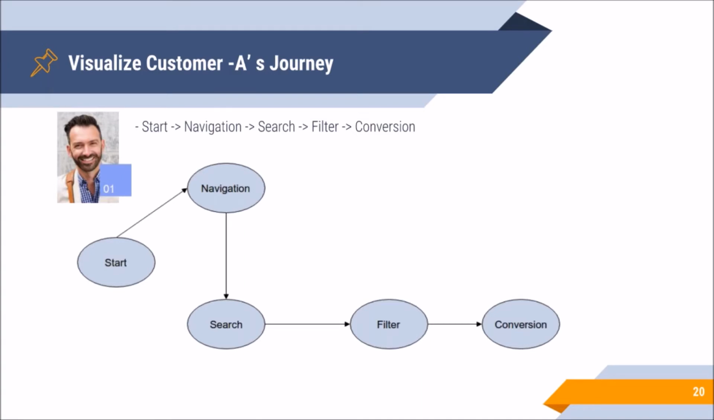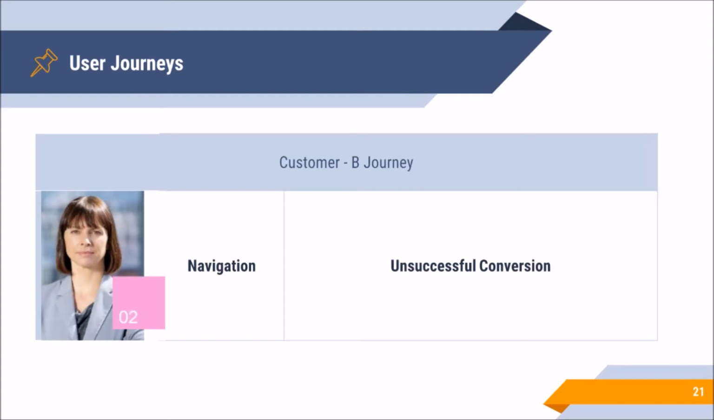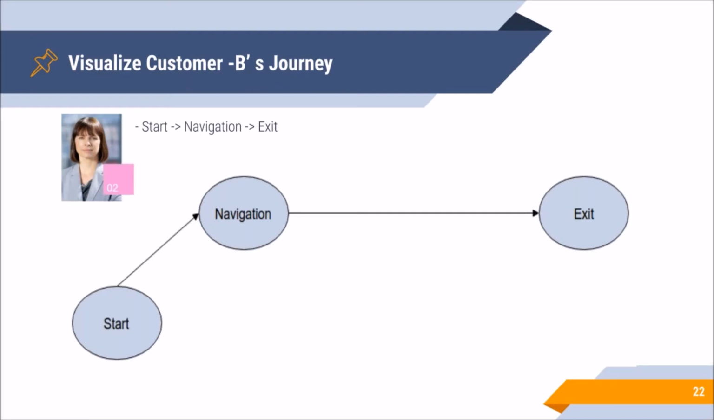Now, we don't have one customer, right? So let's move on to another customer. So here is Mia, who starts from navigation, and then she leaves. So let's try to see her journey visually. So here it is. She starts, then she goes to navigation, and she leaves.